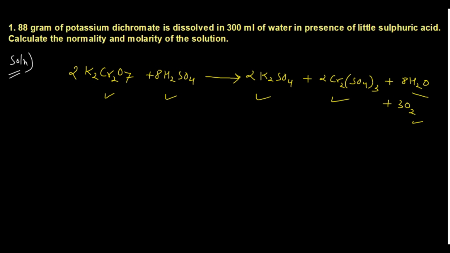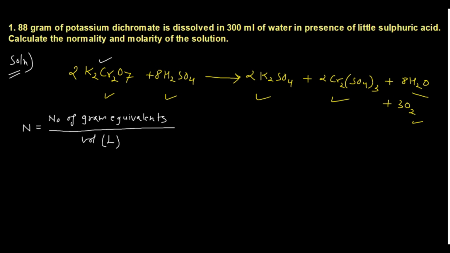First of all, say for example, I am going to calculate the normality. So I will write normality equals, what is the formula involved for this? Number of gram equivalents of solute, right? And in that case, your solute is potassium dichromate, okay? This should be divided by the volume of the resulting solution, and you will take the solution in liters, right?